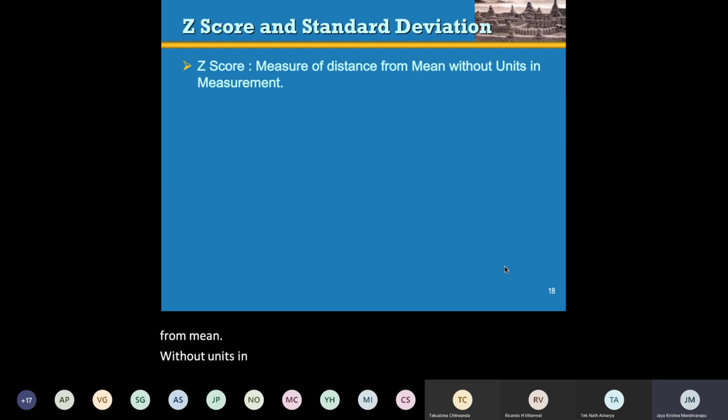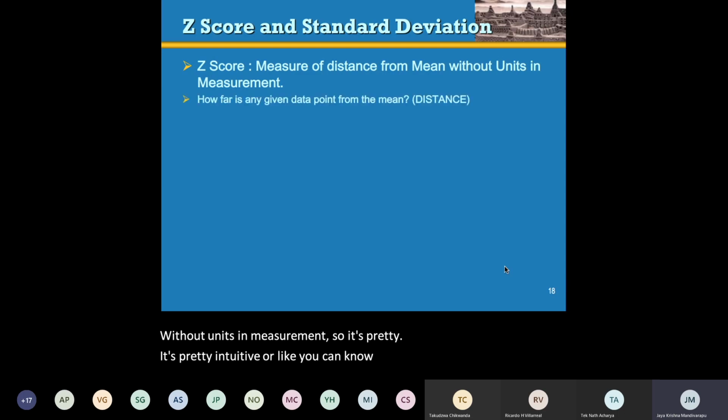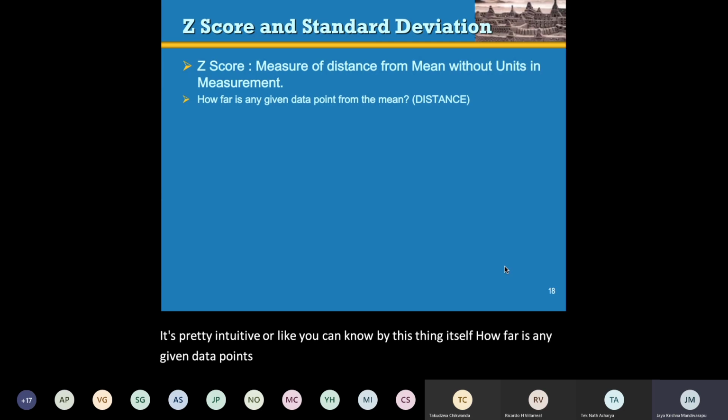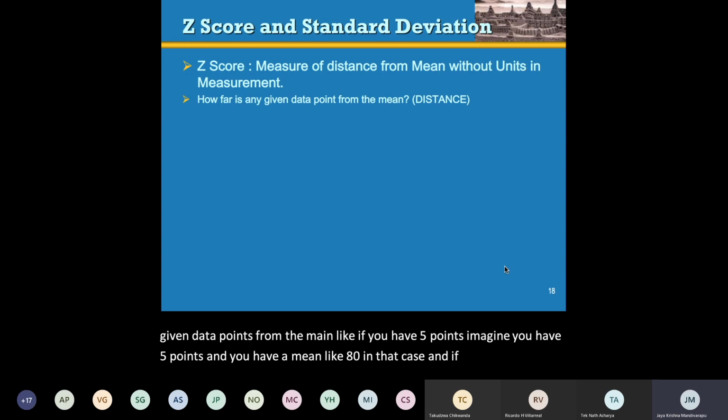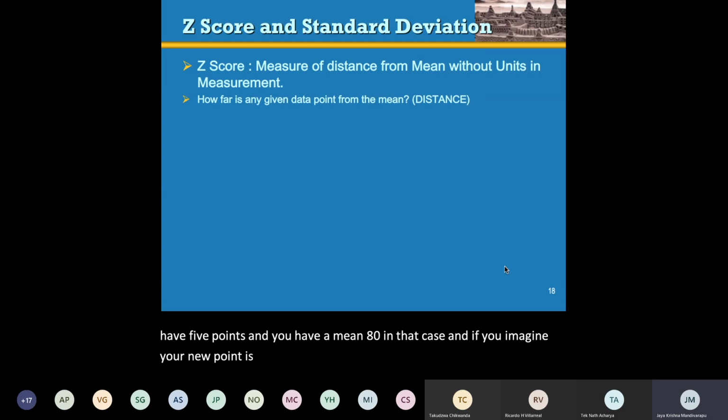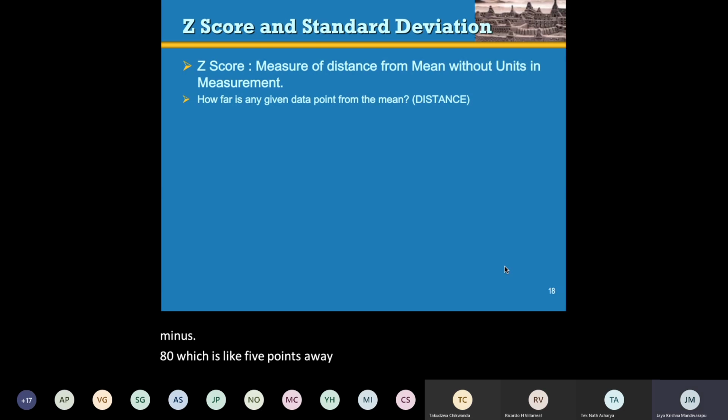So it's pretty intuitive, you can know by this itself how far any given data point is from the mean. Imagine you have 5 points and a mean of 80, and your new point is 85. How much distance is 85 away from the mean? 85 minus 80, which is 5 points away from the mean.